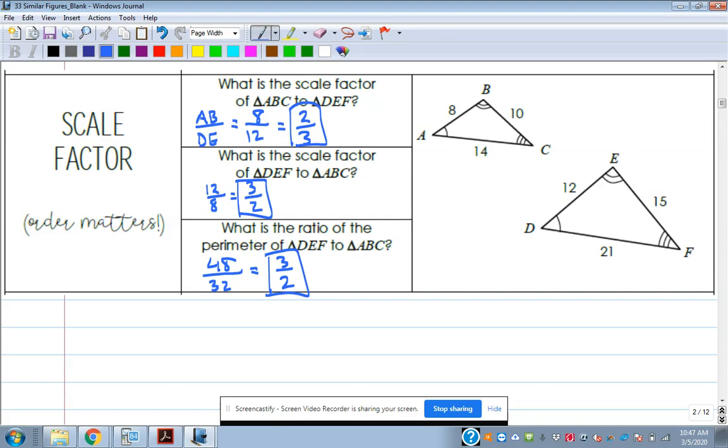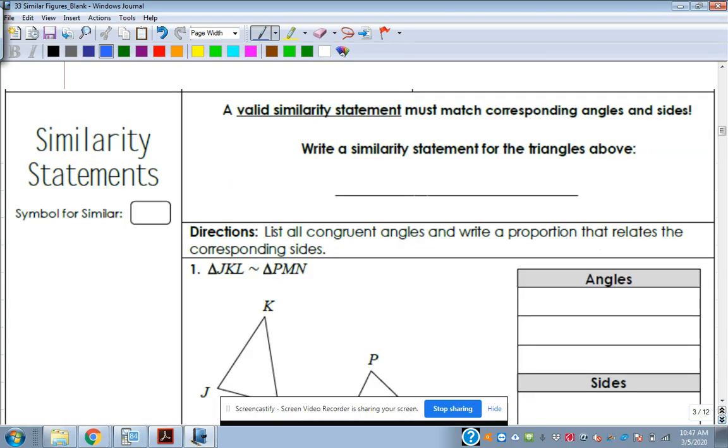Okay. So if we did not have one of the sides of one of those triangles, but we knew the scale factor, we know the perimeter is in that same ratio. Okay, so that's what we're headed to with this. All right. Similarity statements. The notation for similarity is just one little squiggle. It's like the same squiggle that's above the congruent mark, but it doesn't have the equal sign underneath. Okay, so it's just that tilde, I think, is what that's called. So valid similarity statements must match corresponding angles and sides. So write a similarity statement for the triangles that we had up above in that last example.